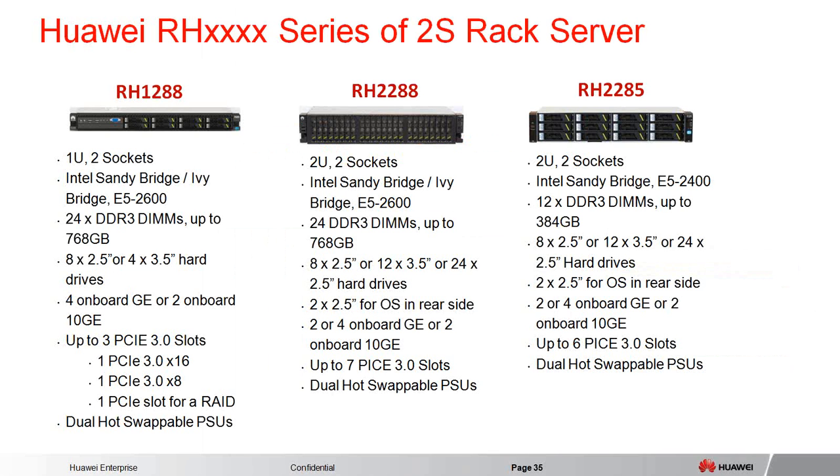But also look at the number of PCIe slots. Remember earlier we talked about PCIe cards. On a 1U you can have 3. On a 2U you can have up to 7 PCIe 3.0 slots. And for the 2285 you can have up to 6. And these PCIe cards could be your flash, your NVIDIA GPU PCIe, your RAID, your memory cards, your 10 gig, or your Fibre Channel over Ethernet PCIe cards.